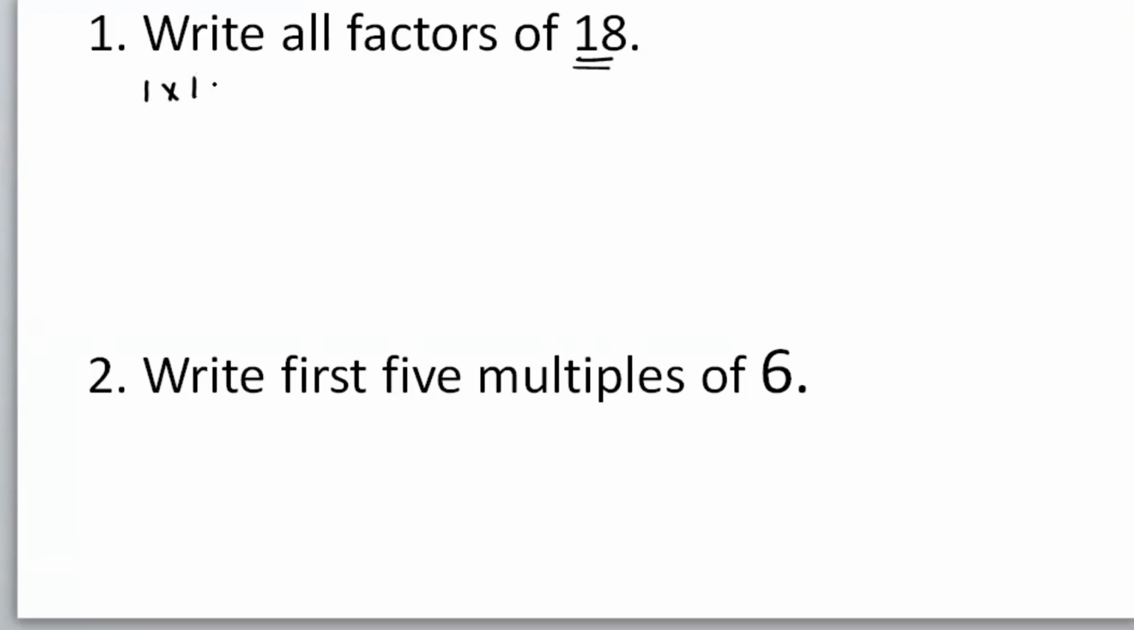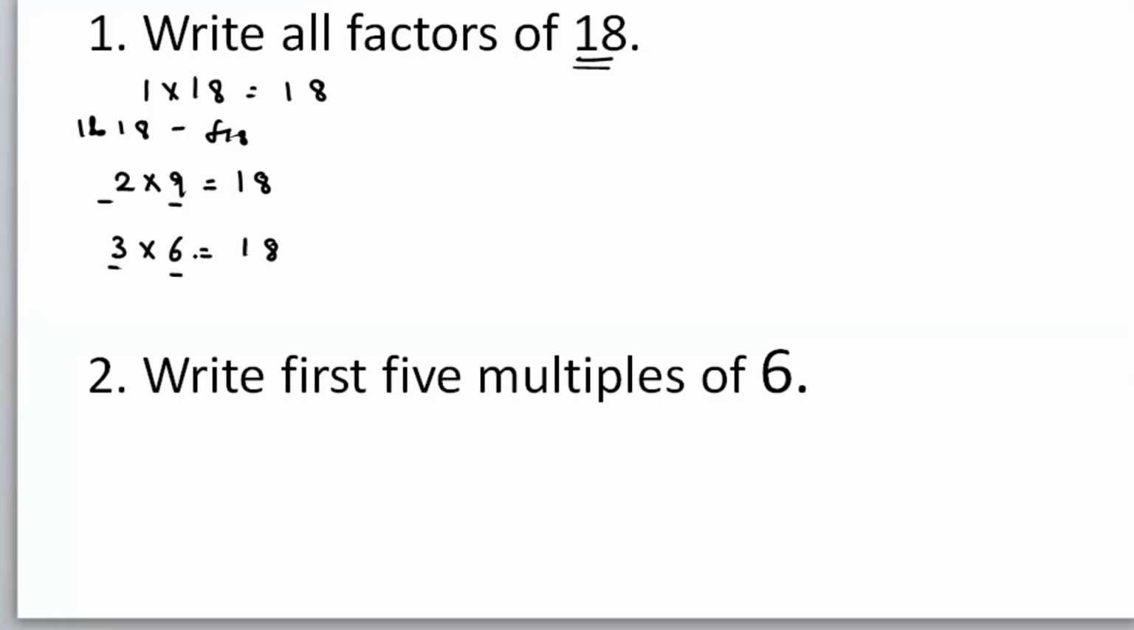So 1 multiplied with 18 will be 18. So 1 and 18 are the factors of 18. Now we have to think about another number. Here 2 times 9 is equal to 18. So 2 and 9 are also the factors of 18. Now we have to think whether another number also multiplies into 18. 3 times 6 equals 18. So 3 and 6 are also the factors of 18.